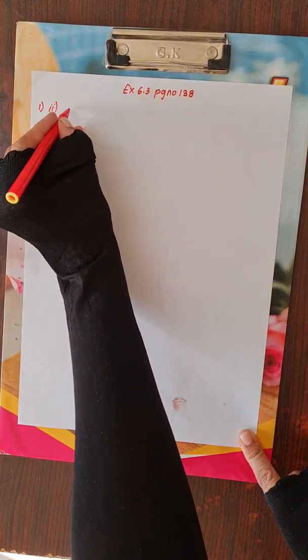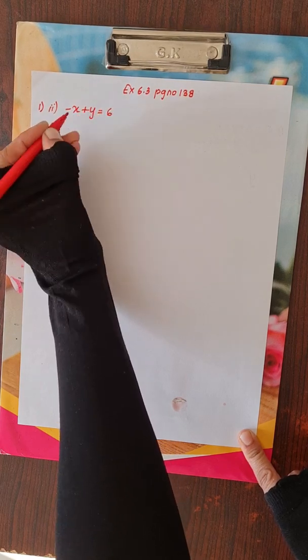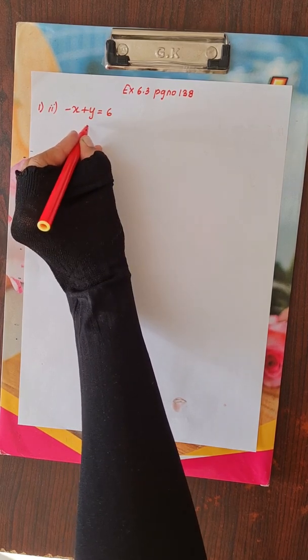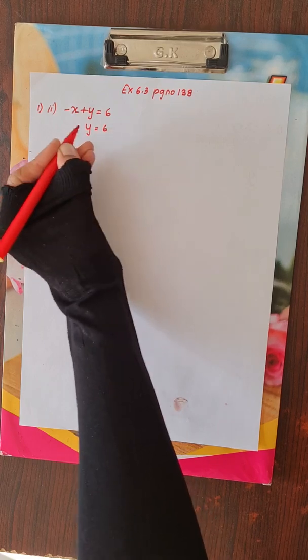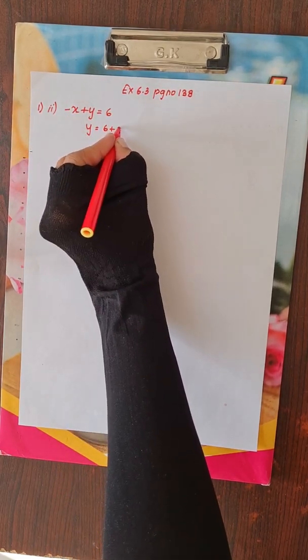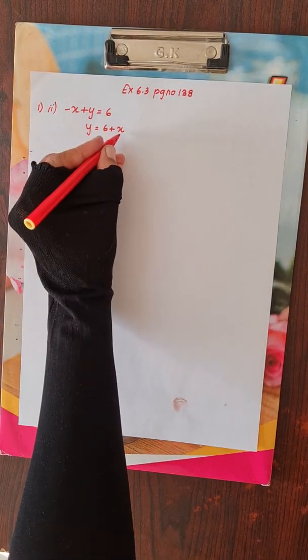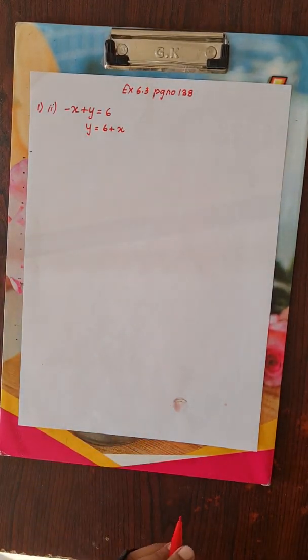We have the equation minus x plus y is equal to 6. So the first step is to write this equation in terms of y. So y is equal to 6, I am sending minus x to the right hand side, so that becomes plus x. Now we will assume the values of x and find the corresponding values of y to get the points that are to be plotted.